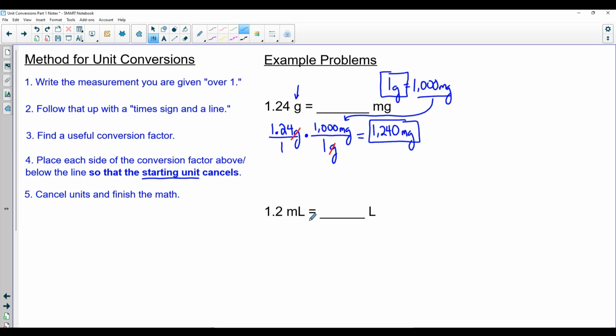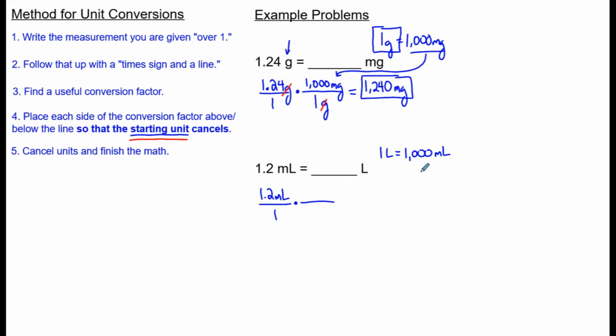So I've got 1.2 milliliters is equal to a number of liters. So the first step is write what I was given over 1. Then we follow it with a times sign and a line. All right, so now we need to take the conversion factor and write it above or below the line so that that starting unit cancels out.